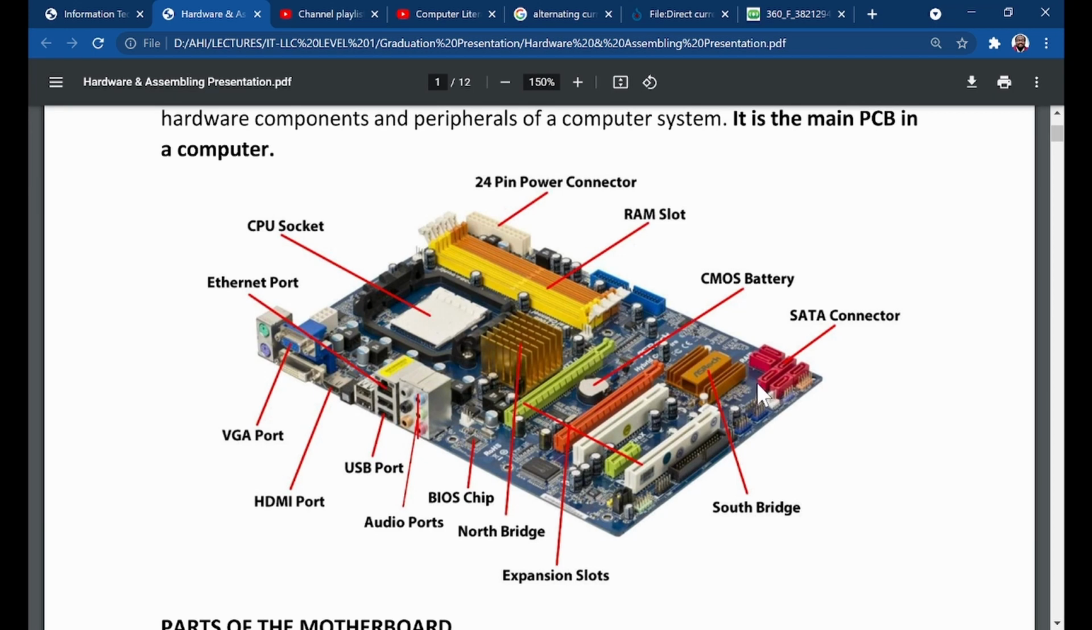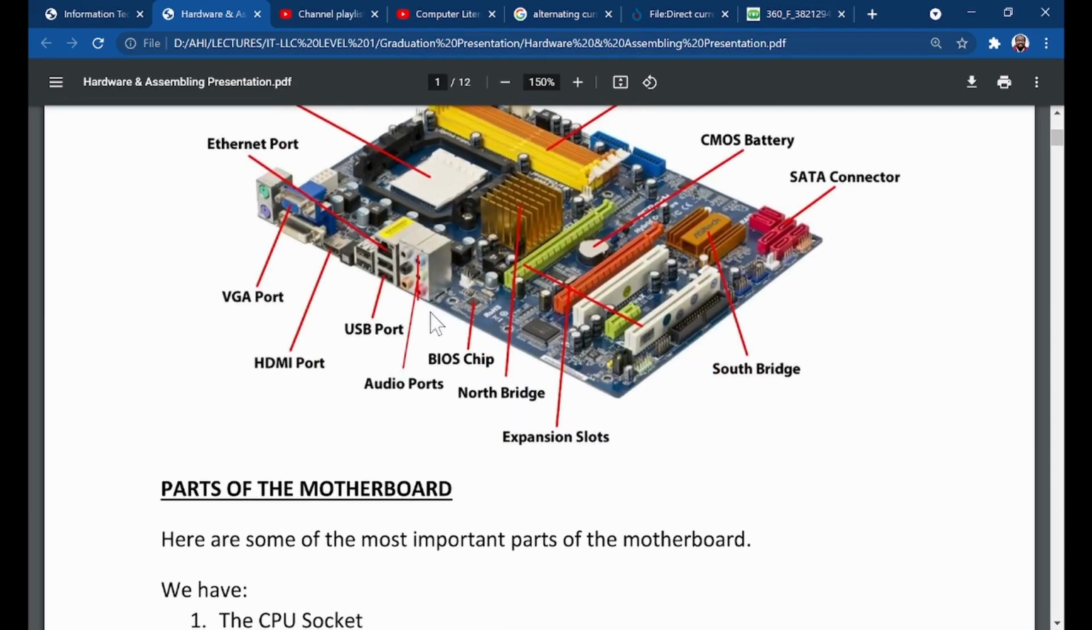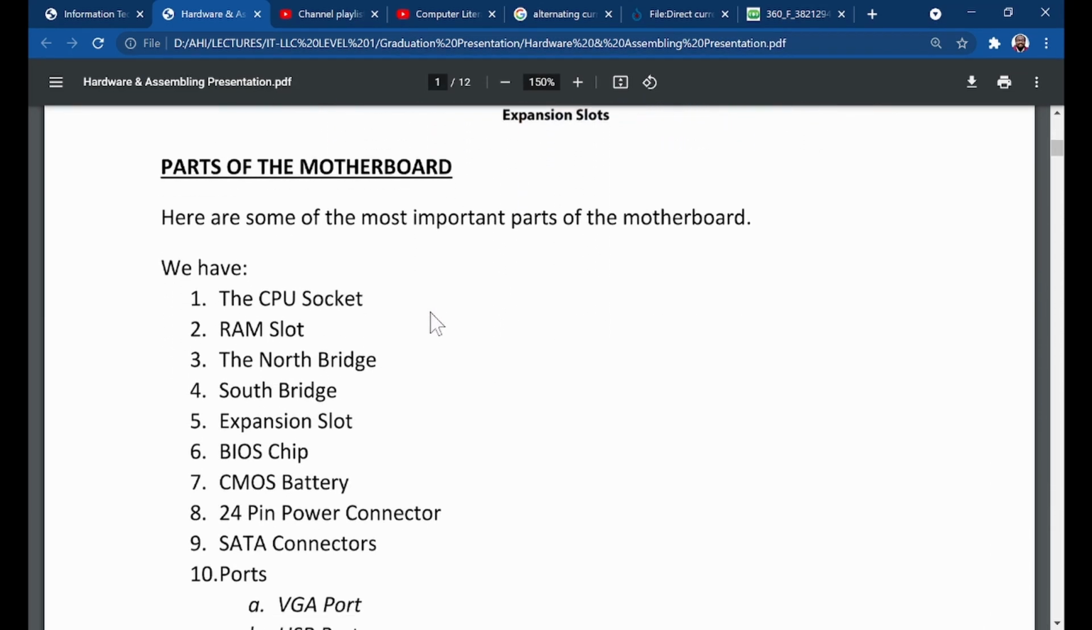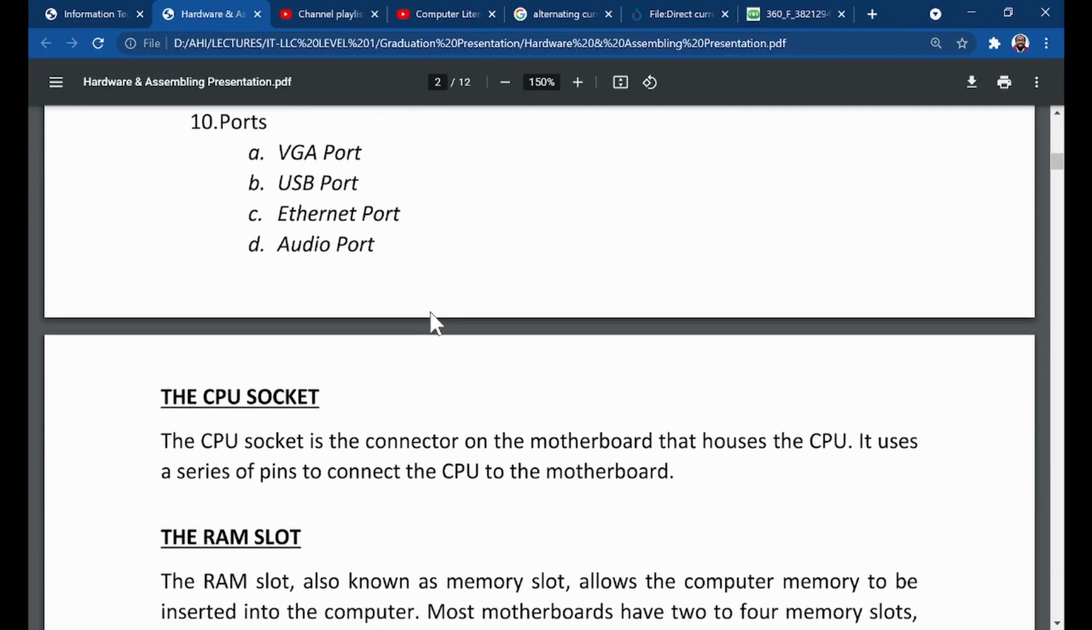So today we've been able to complete our studies on the motherboard. We have successfully learned what the 24-pin power connector is and what it does, the RAM slots, CMOS battery, the SATA connectors, the south bridge, the expansion slots, the north bridge, the BIOS chip, the CPU sockets, and all the major internal components on the motherboard. Next time we'll move on to other components such as the CPU, the hard drive, SSD, and others, and we have a lot more to learn.